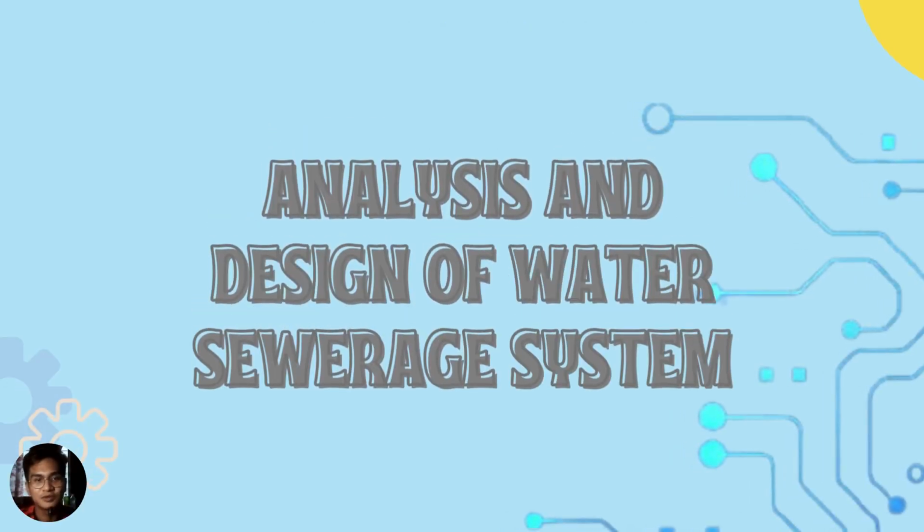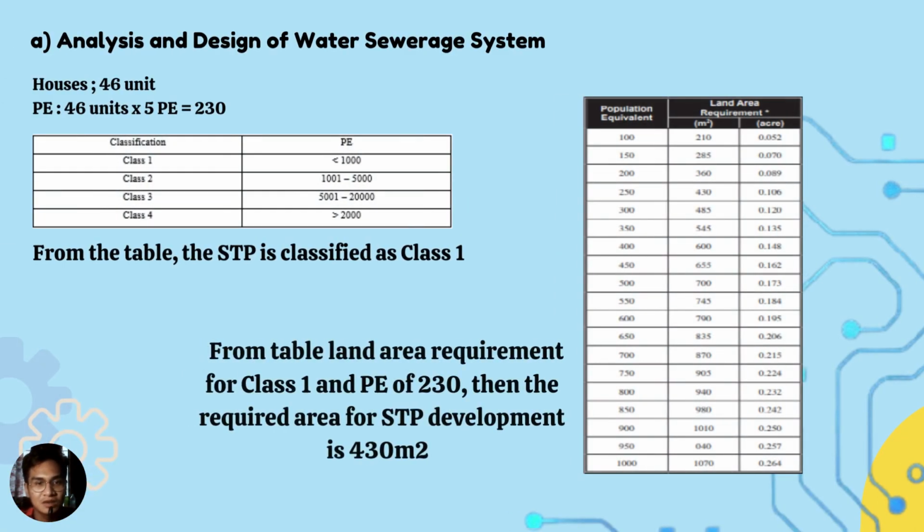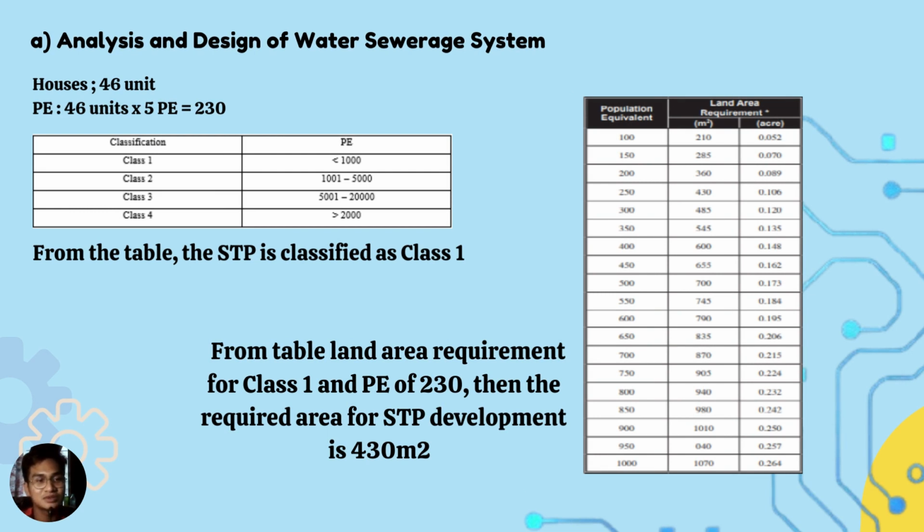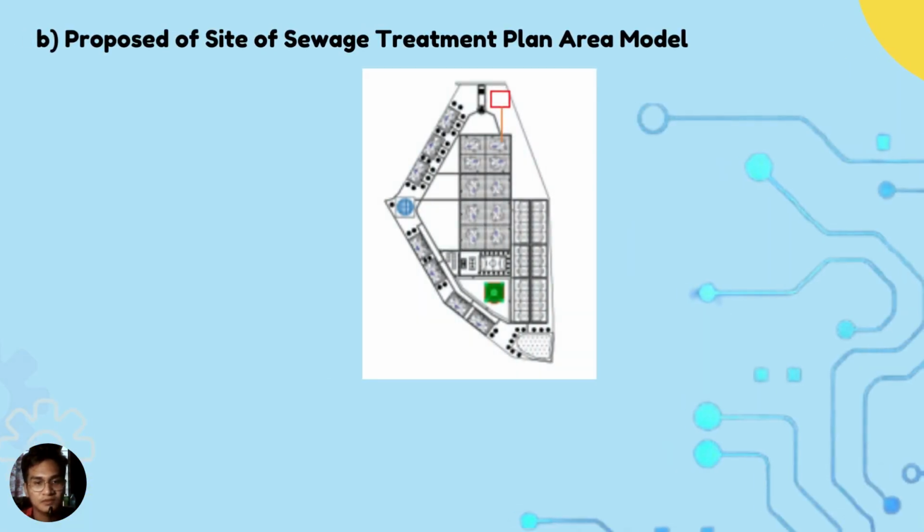Analysis and design of the water sewerage system. Okay, the first step is the analysis and design of the sewerage system, where the plan has 46 units of houses, and we want to calculate the PE, which is 46 units times 5 PE, which is the semi-D PE, equal to 230. The STP is classified as Class 1, and from the table of the land area requirement, we need an STP development of 430 meter per day.